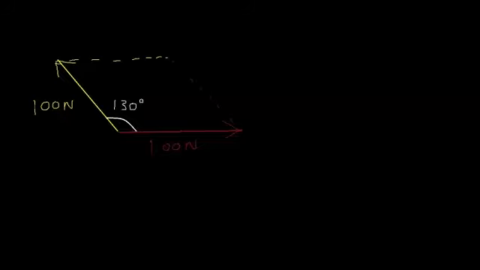Let's now see how we can use the parallelogram law of vector addition to find the resultant of two vectors. Let us consider we have two vectors, both of magnitude 100 Newton, and inclined to each other at an angle of 130 degrees. Our first step would be to draw a parallelogram whose sides are represented by both vectors, and then our resultant vector as the diagonal of the parallelogram.